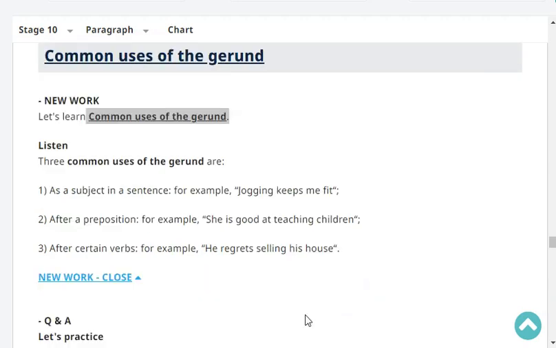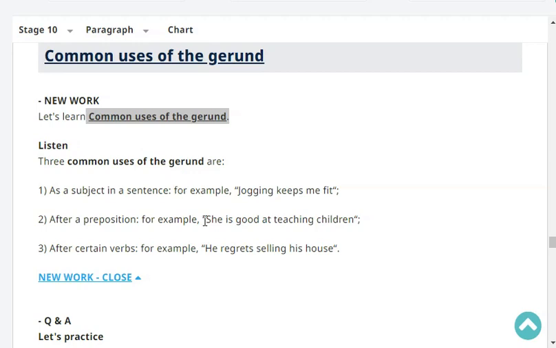Okay, listen. Three common uses of the gerund are: number one, the gerund is used as a subject in a sentence. For example, jogging keeps me fit. So jogging is a gerund and it's a noun. It's the subject. Number two, after a preposition. For example, he is good at teaching children. And number three, the gerund is used after certain verbs. For example, he regrets selling his house. So if you put two verbs consecutively, the second must be a gerund.